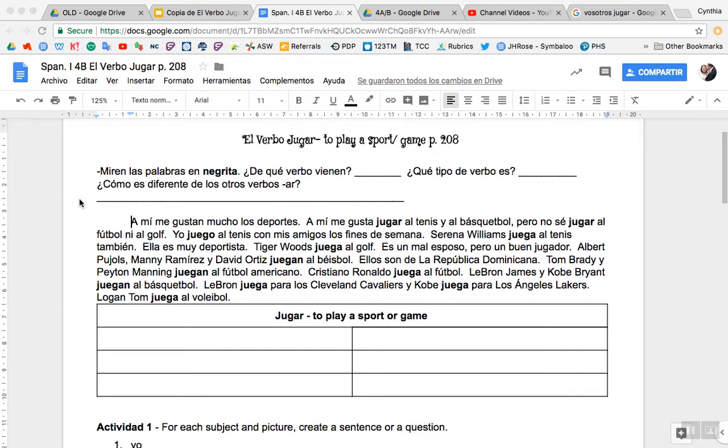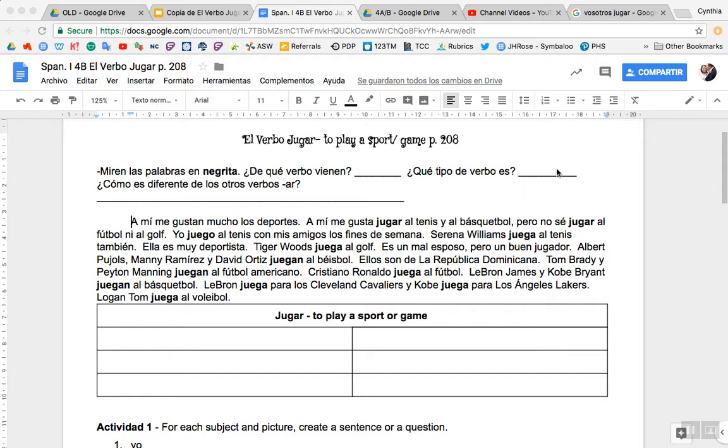So obviously you know this comes from jugar because it's at the top of the sheet, and you know it means to play a sport or a game. But the trick here is, what kind of verb is it? So what kind of verb is jugar? Now, if you noticed, jugar in its infinitive form is spelled J-U-G-A-R. But in almost every conjugation, we have an E. And that is because it is a stem-changing verb.